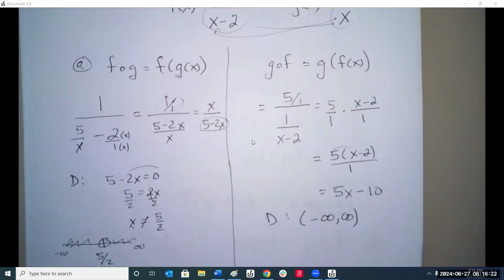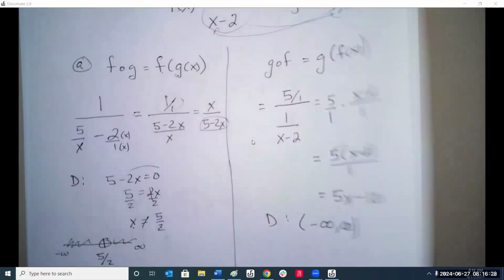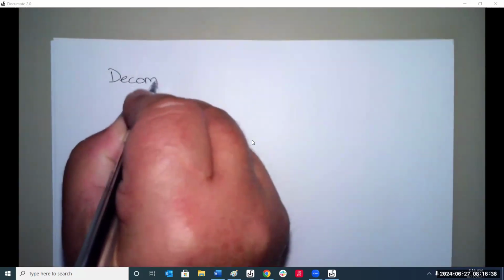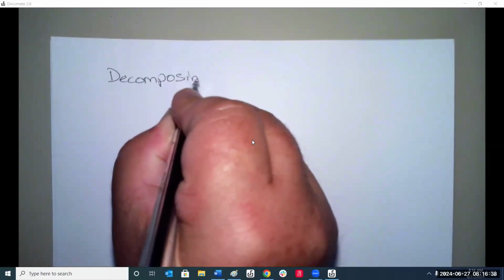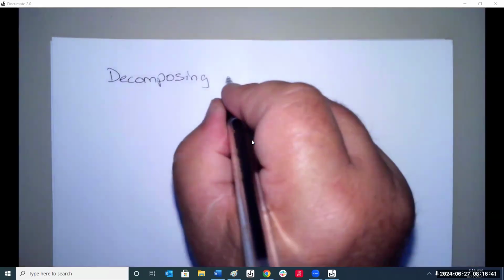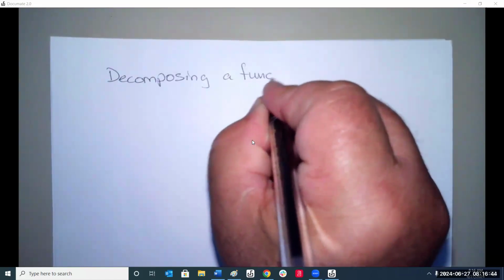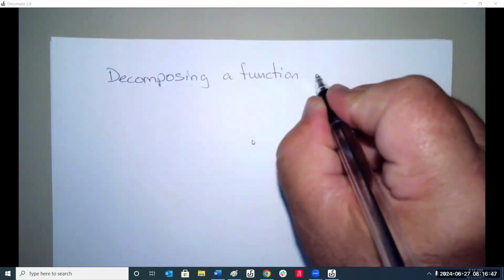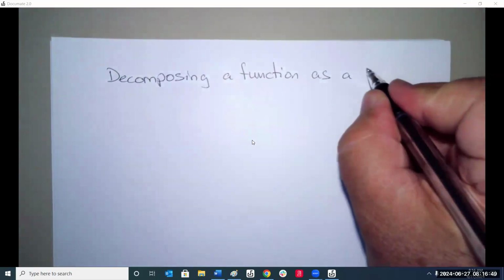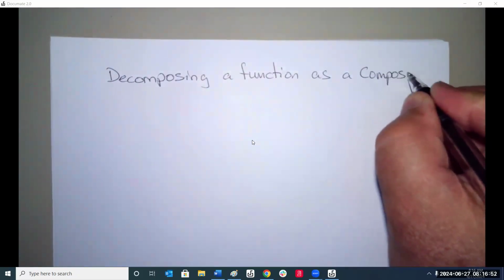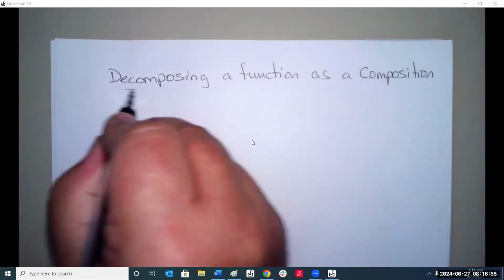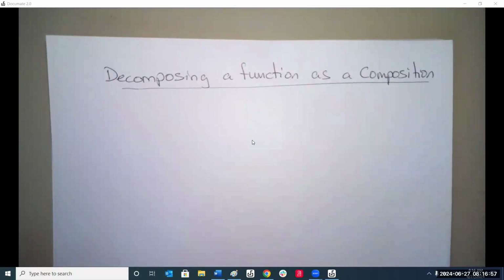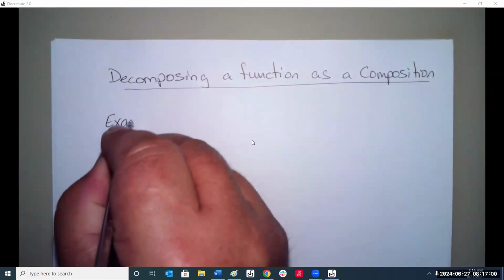All right, let's go backwards now. Well, we'll look at it as going backwards. Decomposing a function as a composition. We're going to look at example 4.